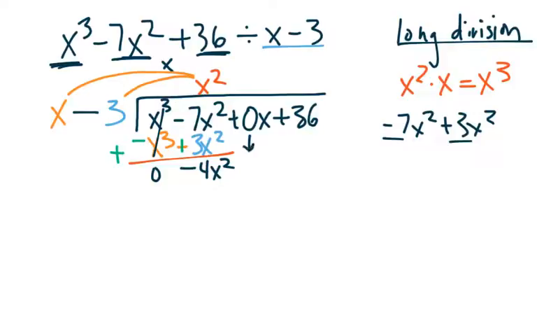Then we bring down our next term, plus 0x, and we do the process all over again. Same process all over again. I look at this x, and I say, how can that x become a negative 4x squared?